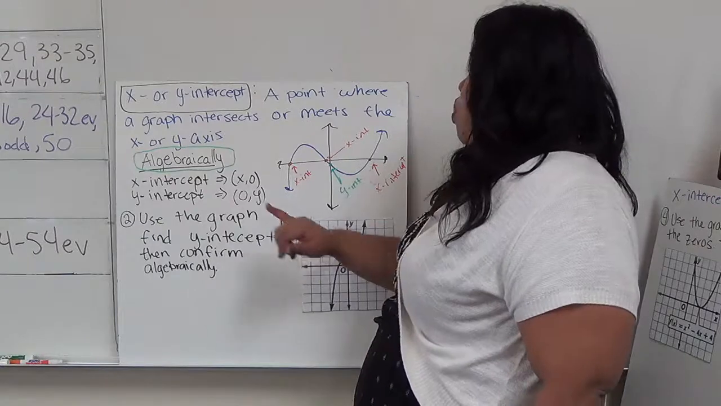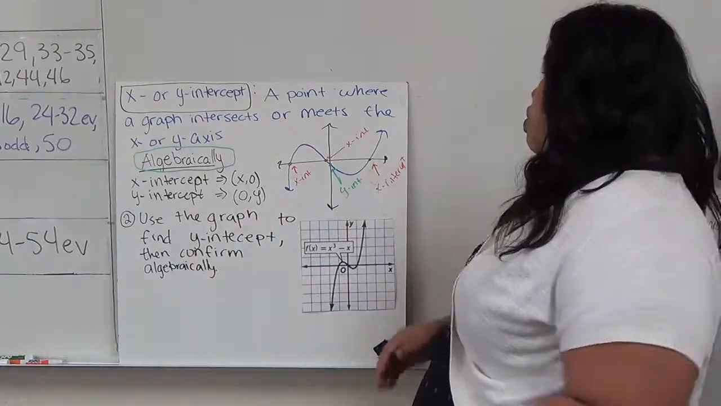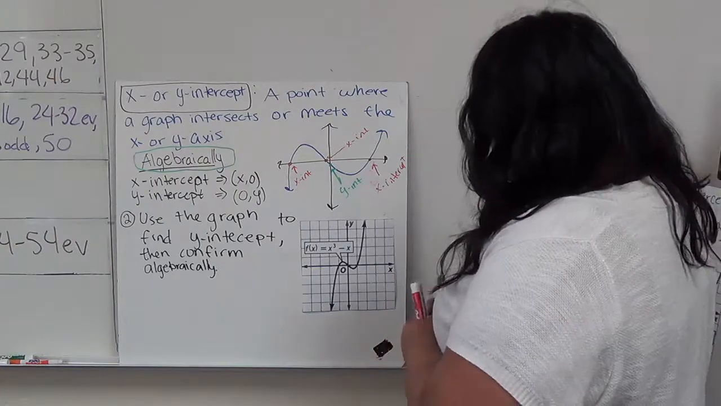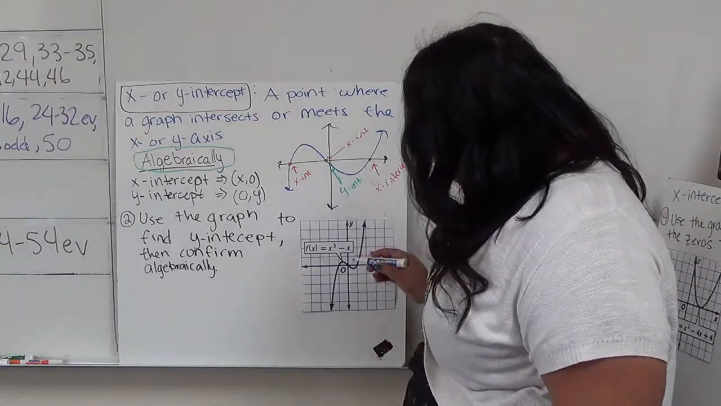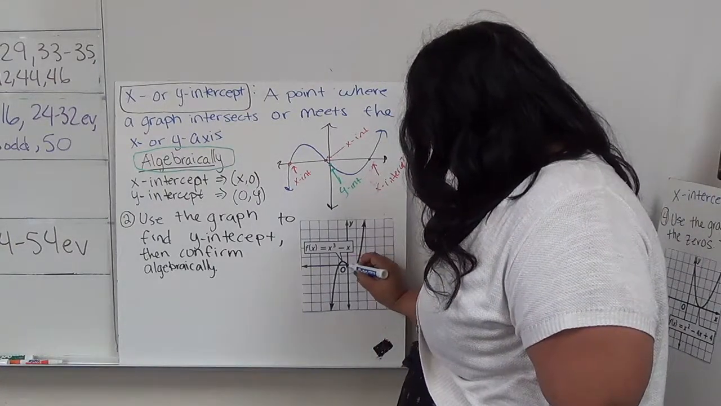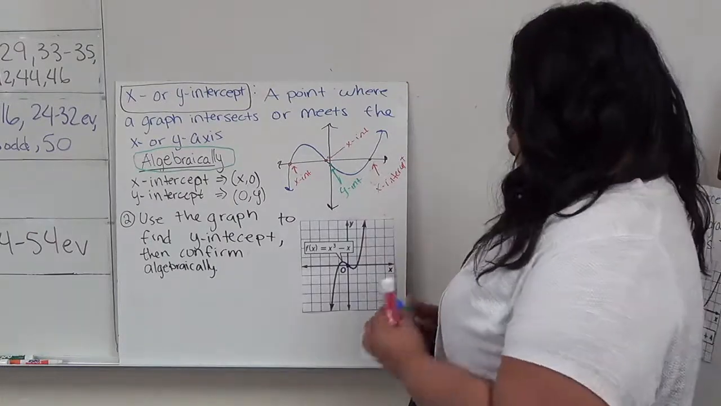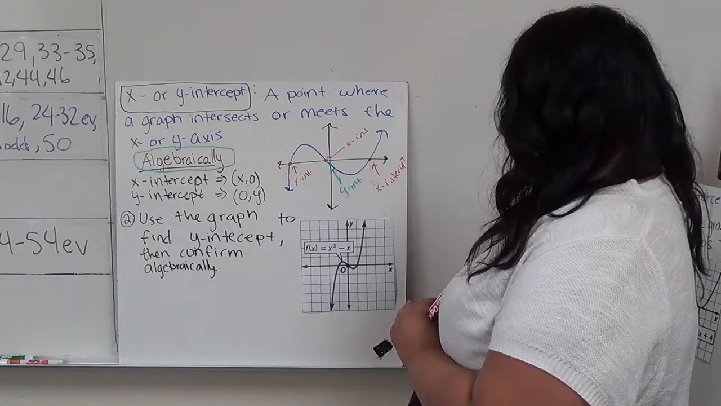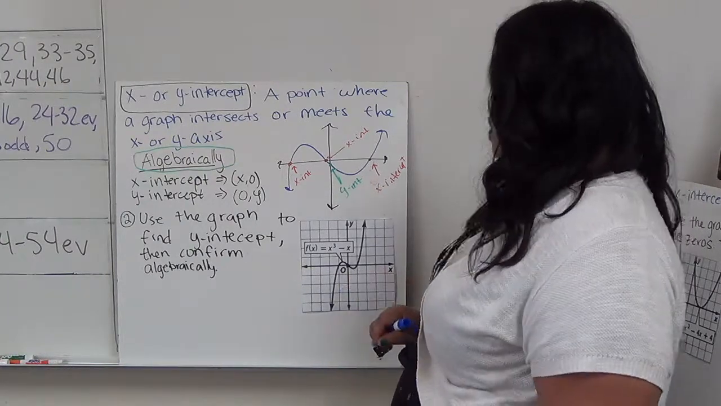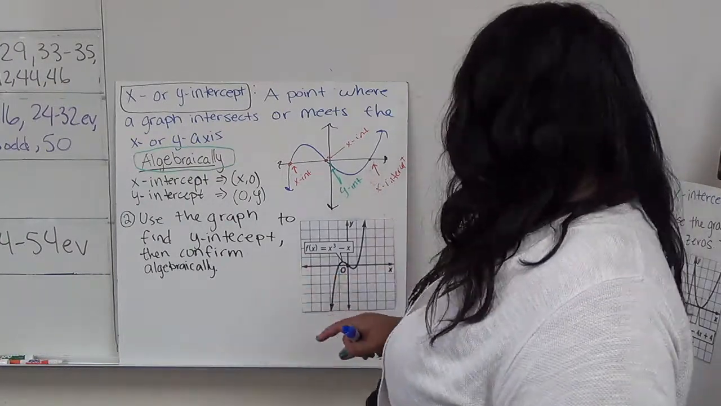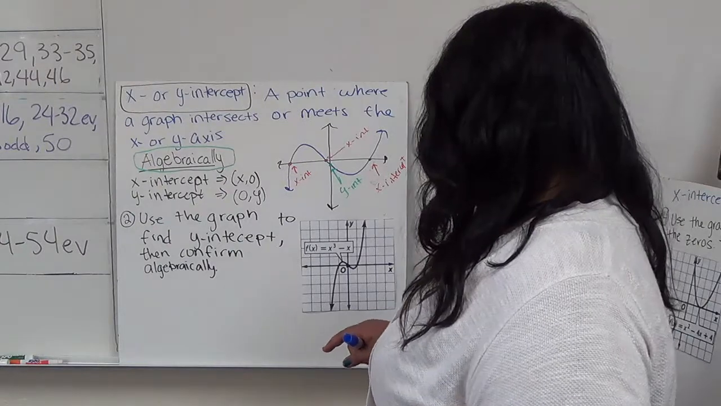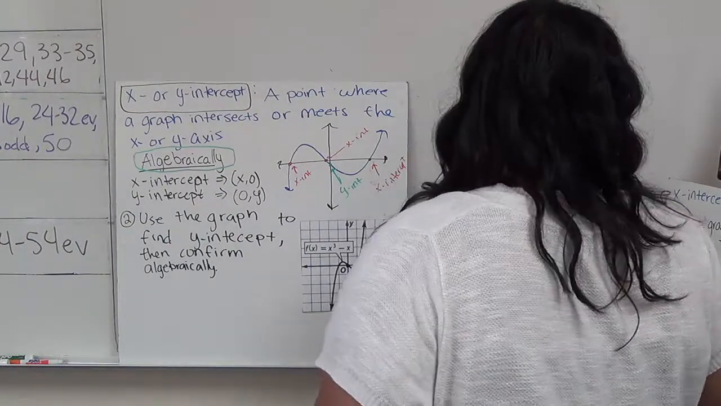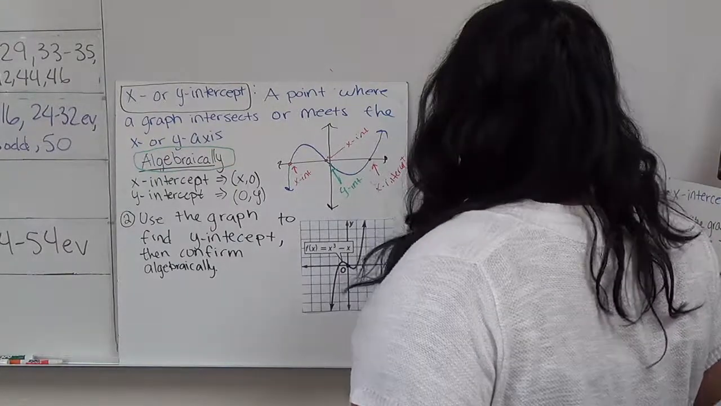So when we want to find the y-intercept, use a graph to find the y-intercept, then confirm algebraically. The y-intercept is right here, which should be 0. So our answer should be, yes, 0. So use a graph to find the y-intercept. Is it the y or the x? Yes, the y-intercept.